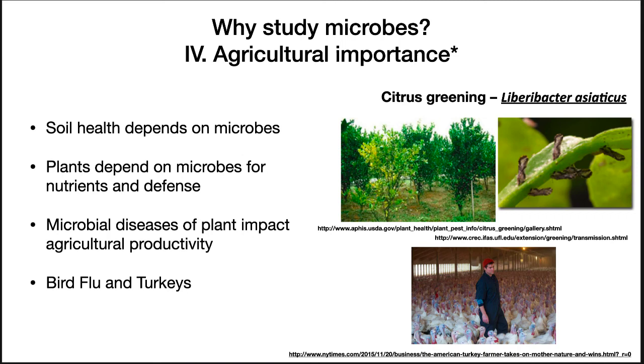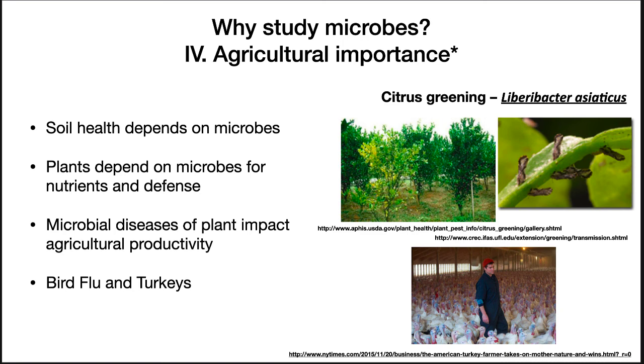Fourth, microbes also play an important role in agriculture. Soil health depends on microbes to degrade compounds deposited in them and provide them for future use. Those nutrients are then available to all sorts of plants and animals. Plants depend on microbes for nutrients and defense. Microbial diseases of plants impact agricultural productivity.